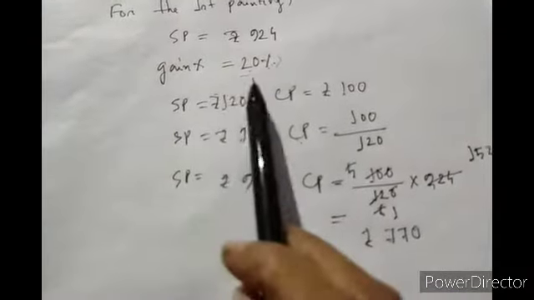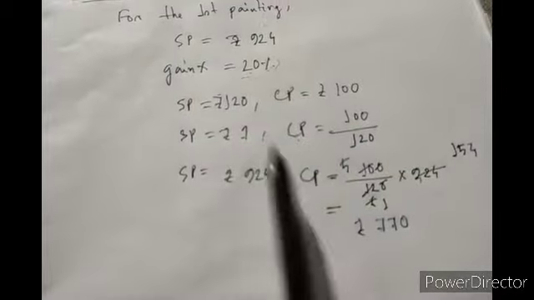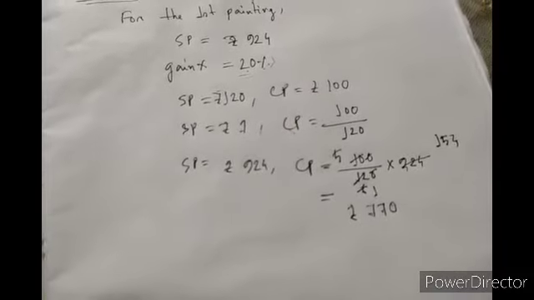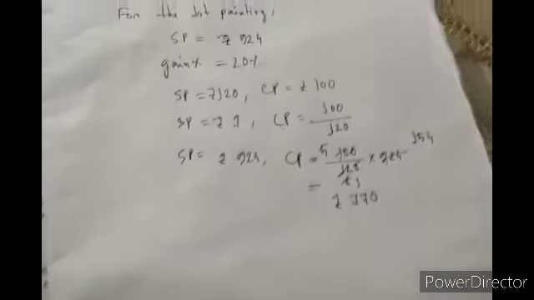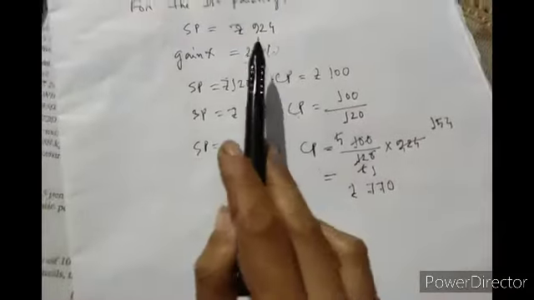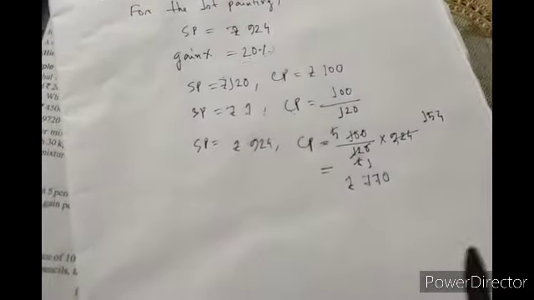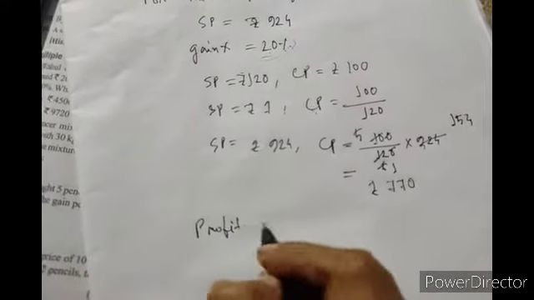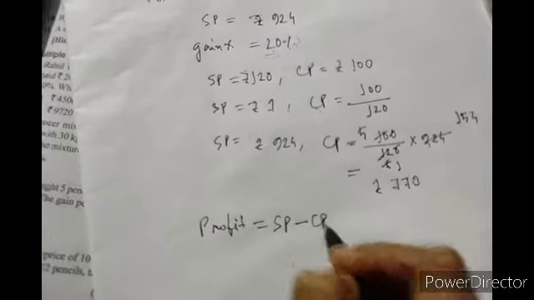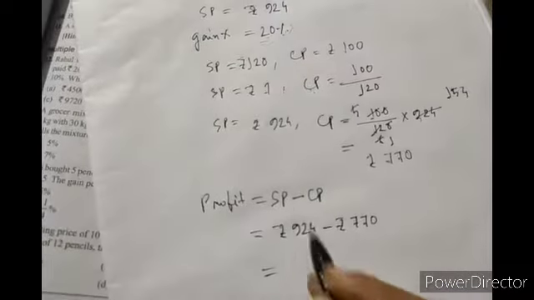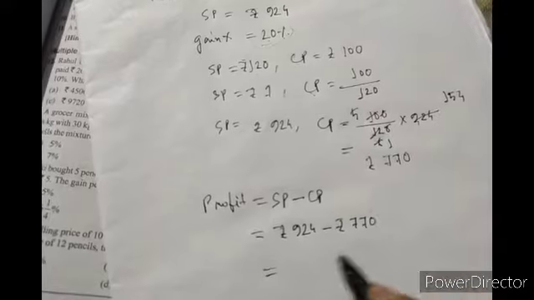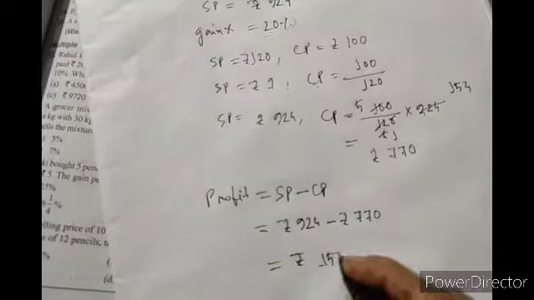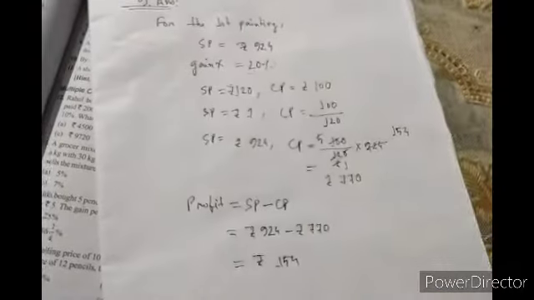See, since gain means profit, the cost price should be lower than the selling price. Yes, we are getting a lower value than the selling price. Now what will be in this case? Profit. 924 is selling price and cost price is rupees 770. So in this case earning is profit. Profit will be selling price minus cost price: rupees 924 selling price, rupees 770 cost price. So we will get a profit of rupees 154.